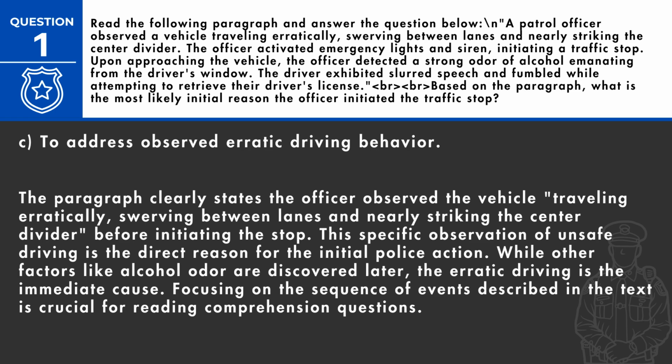The paragraph clearly states the officer observed the vehicle traveling erratically, swerving between lanes and nearly striking the center divider, before initiating the stop. This specific observation of unsafe driving is the direct reason for the initial police action. While other factors like alcohol odor are discovered later, the erratic driving is the immediate cause. Focusing on the sequence of events described in the text is crucial for reading comprehension questions.